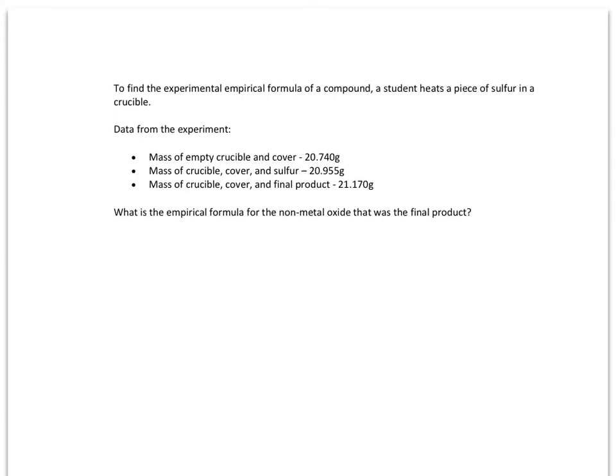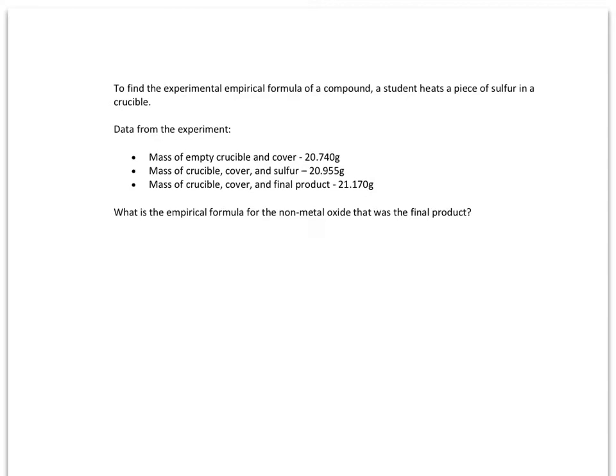Alright, this is question number 7 on the review packet. Let's go over this one together. So to find the experimental empirical formula of a compound, a student heats a piece of sulfur in a crucible. We've got the data from the experiment, and our goal is to find the empirical formula.